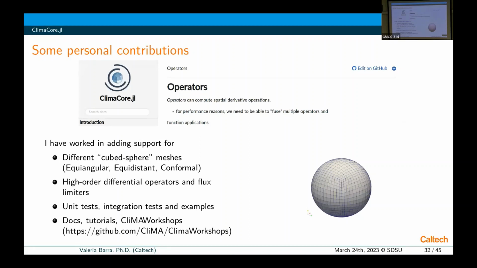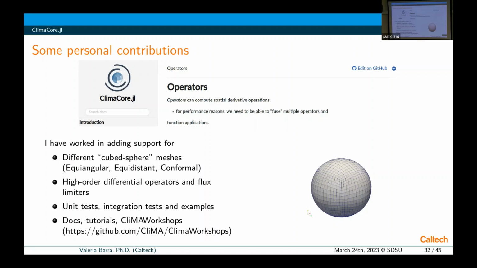Some personal contributions that I've been involved with. I particularly care about education and providing educational material. So I was the creator of a lot of our documentation and tutorials, and I created this series of workshops called Klima Workshops, and they're all freely available on our GitHub page, so you can check it out. I work extensively in unit testing, integration testing, and examples, and I always strive for best practices and good quality of code. I work on some high-order differential operators and flux limiters, which I'm going to dig into a bit more in the next few slides.